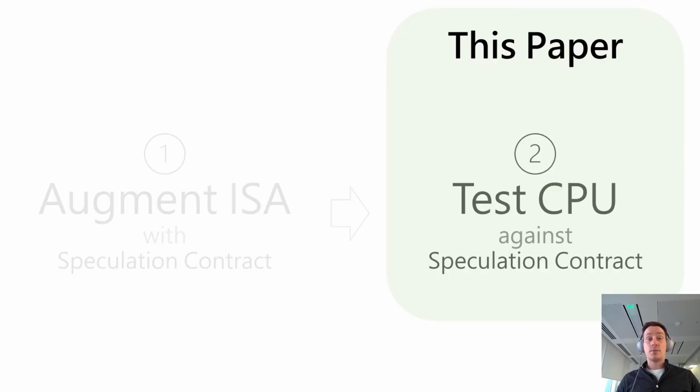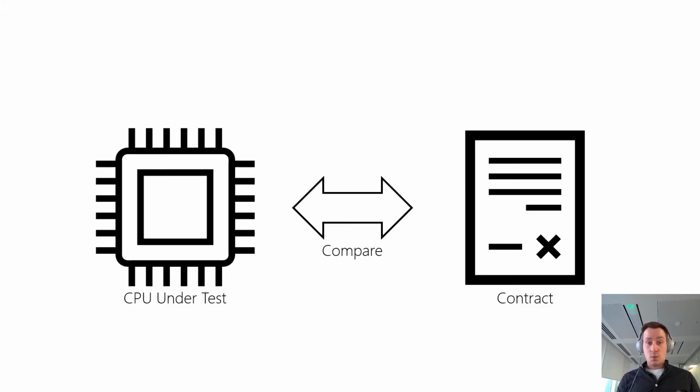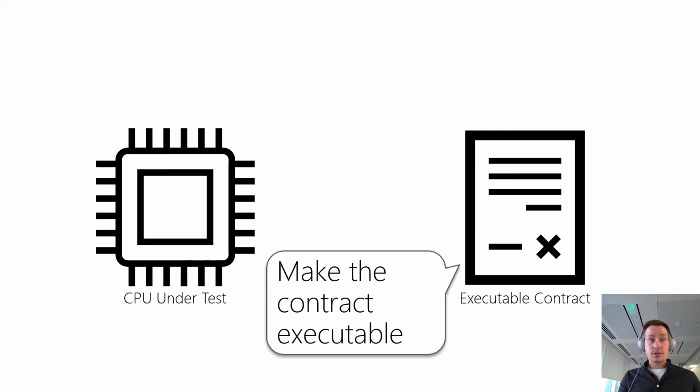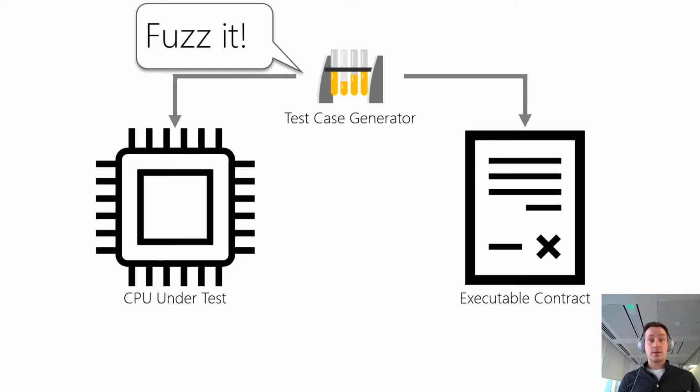Now let's go into more detail on testing against contracts. This is the actual contribution of this paper. Our goal is to test if the CPU matches our expectations, the contract, and we do so in several steps. We begin by making the contract executable. That's the first step: we transform the contract into an executable form. Next, we create random programs and run them on both the CPU and the executable contract.